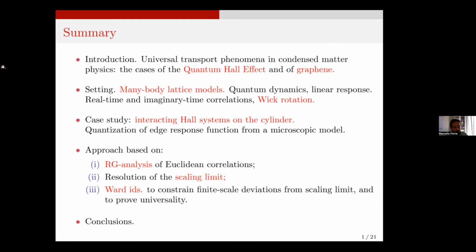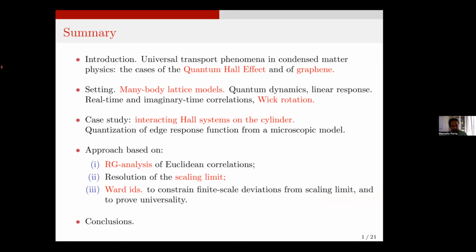So I will start by making an introduction to two very beautiful universal transport phenomena in condensed matter, which involve two different physical samples. One is going to be about the quantum Hall effect, which is a very famous transport phenomenon in condensed matter. And the other one is a bit more recent. It's going to be about graphene. Okay, so these are two different types of materials. Their common point is that they're both two dimensional. Okay, so we'll be talking about thin materials.